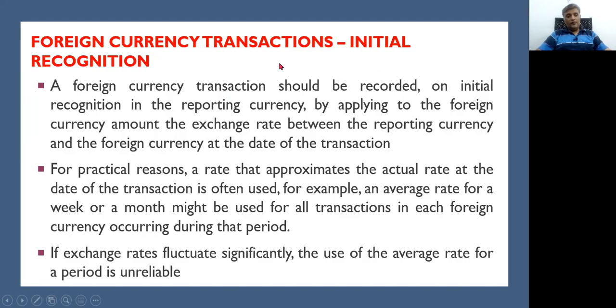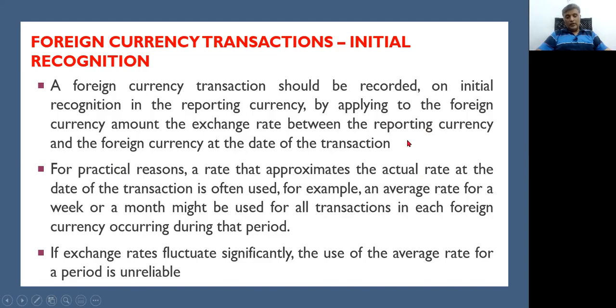How do we recognize a foreign currency transaction? How do we do the initial recognition? For example, I'm importing a machinery worth $10,000. How should I record it? A foreign currency transaction should be recorded on initial recognition in the reporting currency by applying to the foreign currency amount the exchange rate between the reporting currency and the foreign currency at the date of the transaction. So today, if I'm importing a machinery worth $10,000, I cannot record it as $10,000 in my books. I'm in India, so I have to record in my reporting currency, which is INR.